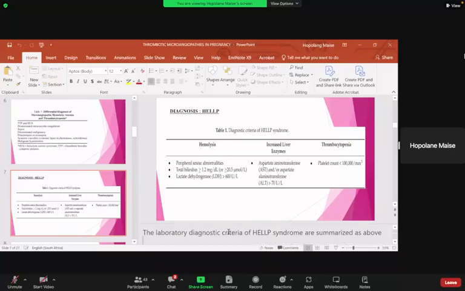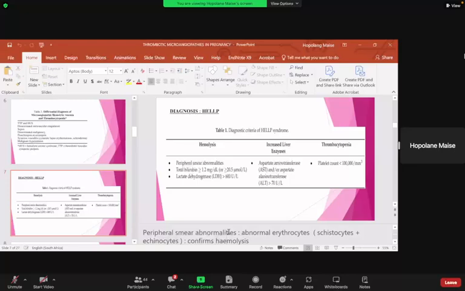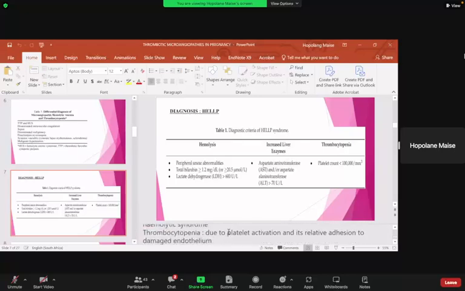So the laboratory diagnostic criteria for HELLP syndrome is summarized as above, where we have peripheral smear abnormalities, usually abnormal erythrocytes, which confirms hemolysis. Increased reticulocytes, which also confirms the release of immature erythrocytes. An increase in LDH and low Hb, which indicates destruction of the erythrocytes. And the AST and ALT increases are linked with liver damage resulting from the microangiopathic hemolytic syndrome itself. Thrombocytopenia is due to platelet activation and its adhesion to the damaged endothelium.